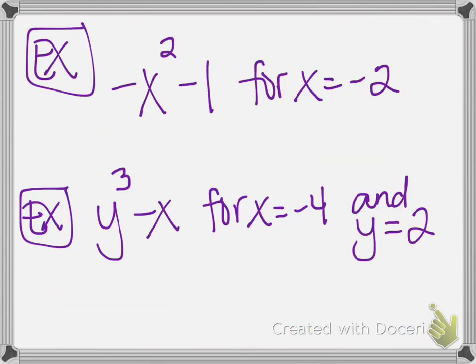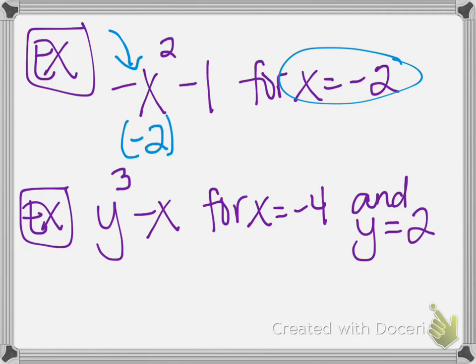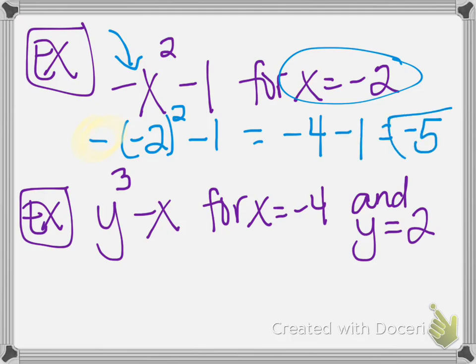So our next example, we have negative x squared minus 1 for x equals negative 2. Now this one's a little bit different. The reason is this negative is outside of the x squared. That means I'm going to take the negative 2 and square it, but then in the end I have to multiply it still with a negative. That has to come down separate. So when I square that negative 2, it becomes a positive 4, but I still have this negative in the front, so I have to put that one in there as well. Minus 1, and so my answer is negative 5.